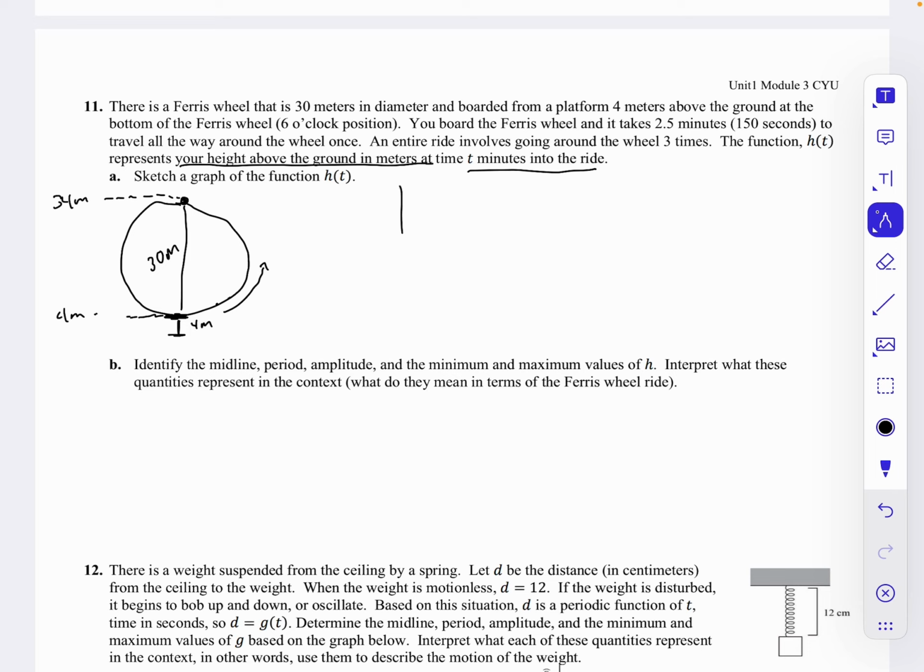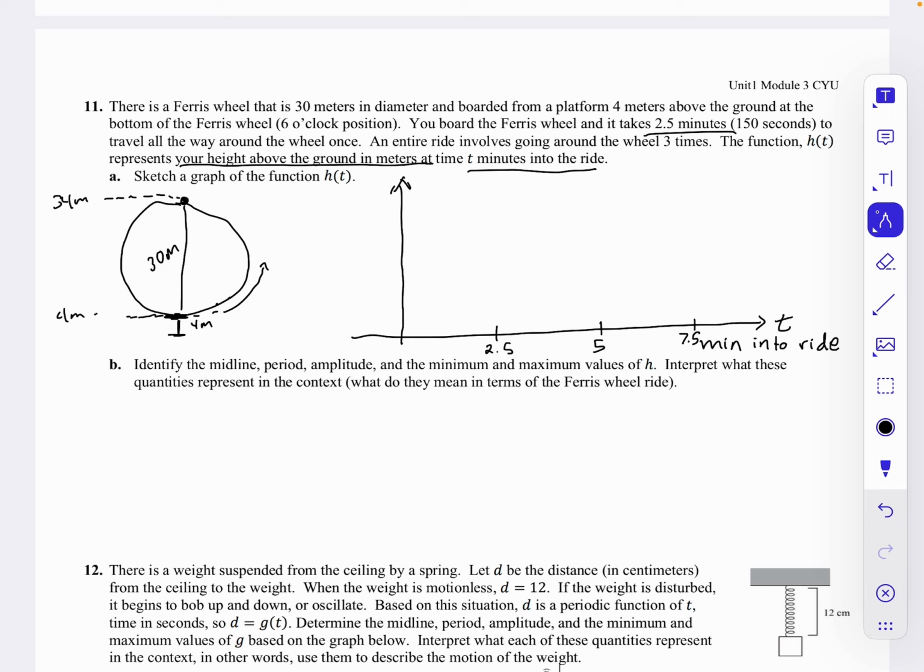Draw in your axes and label, always important. In this case, my x-axis is going to be labeled t, which is minutes into the ride. And we're told that each loop around the Ferris wheel takes 2.5 minutes. So this is a sketch: 2.5, and then another 2.5 would put me at 5 minutes, and then another 2.5 would put me at 7.5. I'm not going to worry about other labels, that's good enough.